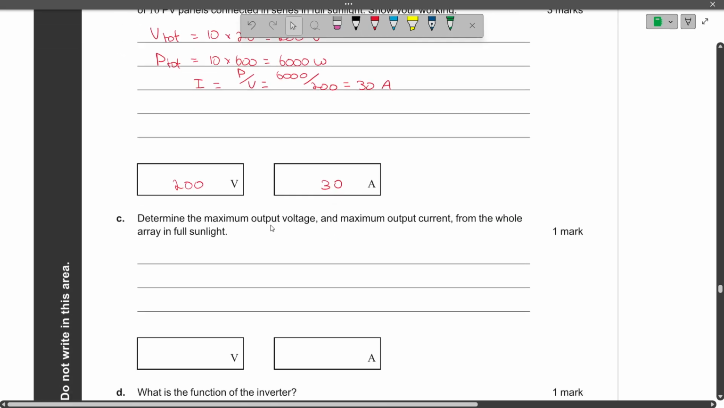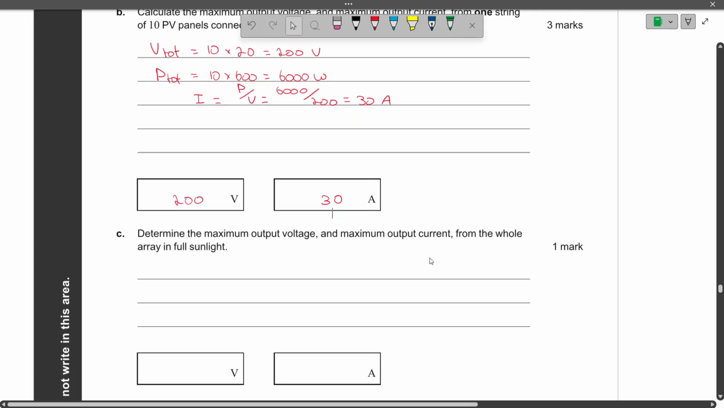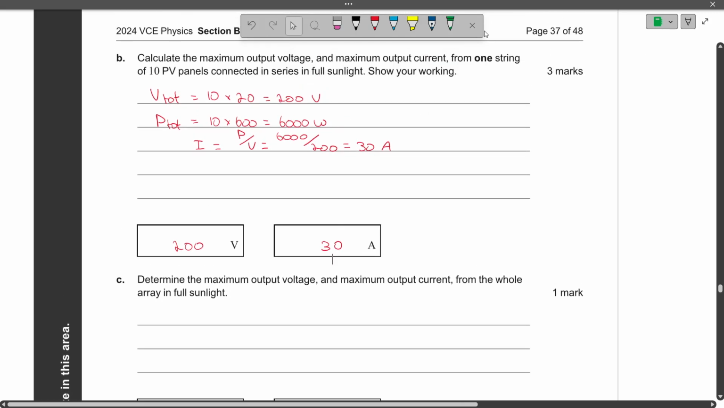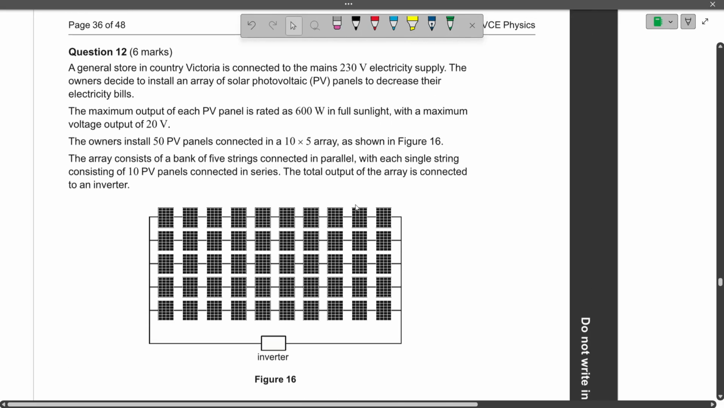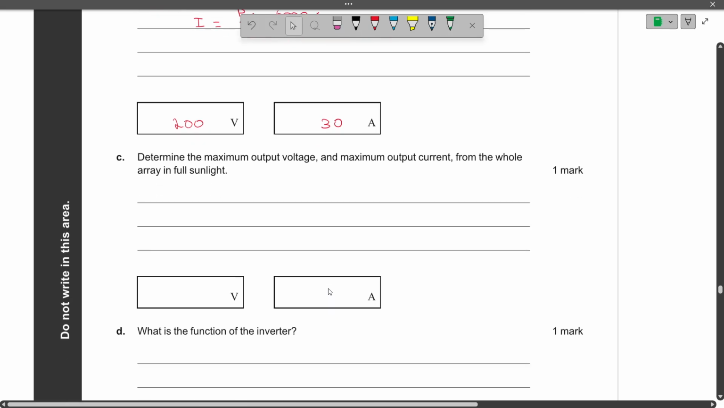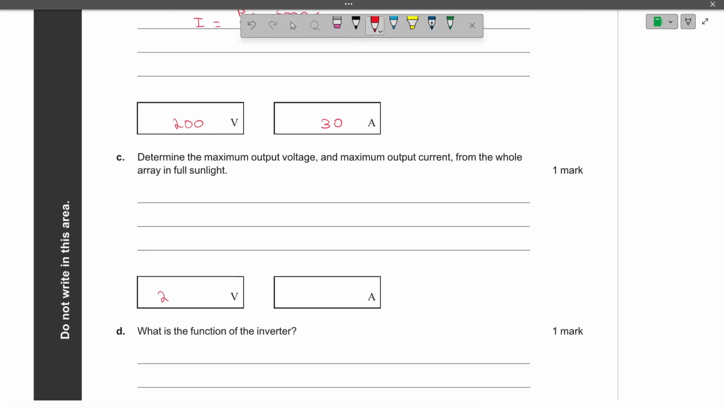Part C, determine the maximum output voltage and maximum output current from the whole array in full sunlight. Okay, so we've worked out in part B that one string has a maximum voltage output of 200. Now, all of these strings are in parallel with one another. Voltages in parallel do not add together. They've all got the same voltage, okay? So the maximum voltage is still 200 because everything's in parallel.